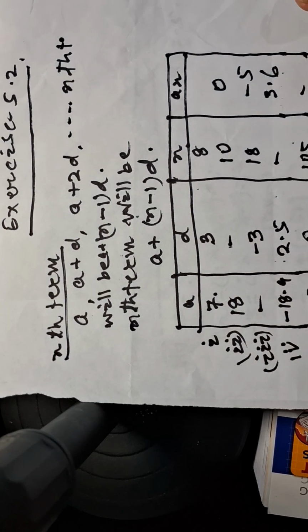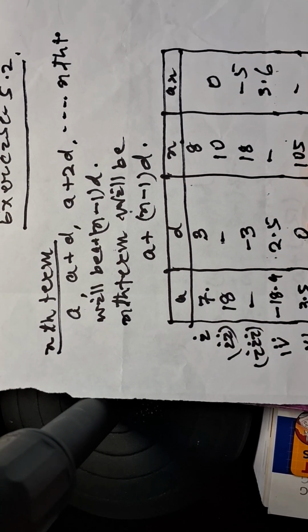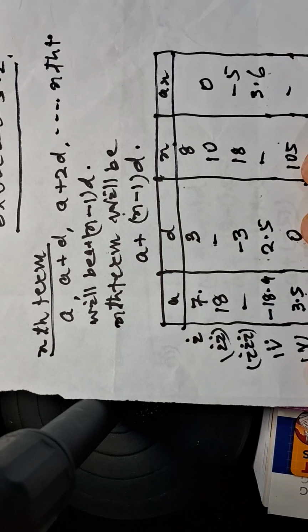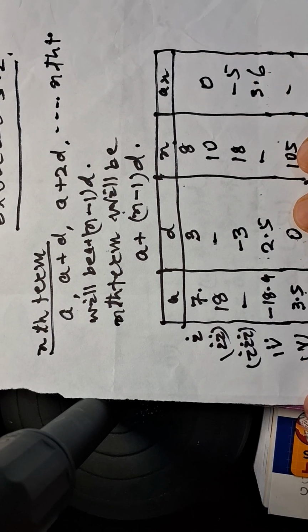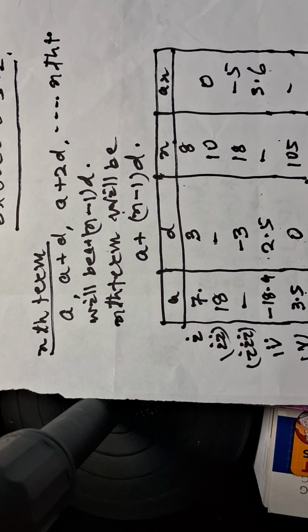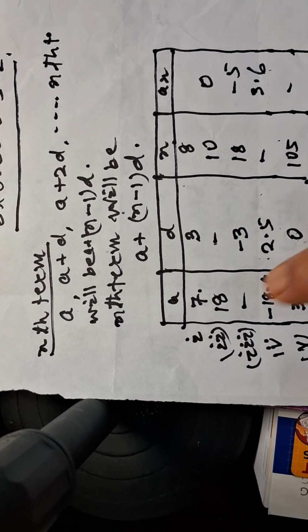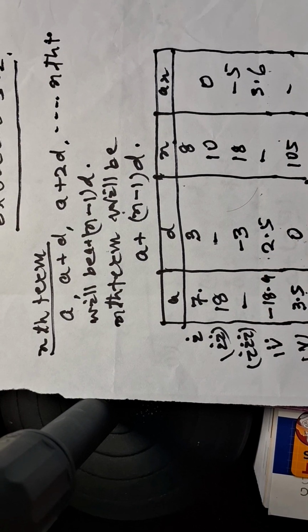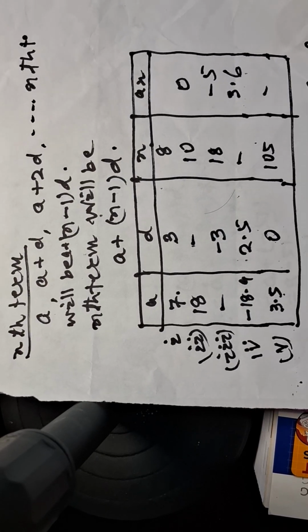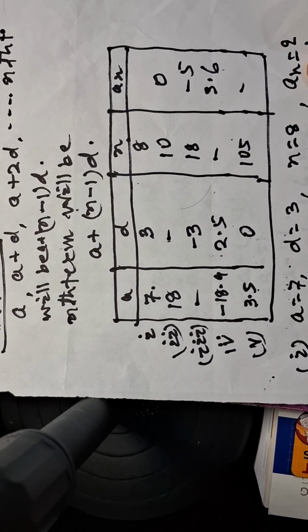So there is a table in which several pieces of information have been given, and I will have to solve the questions by this data. First, a is equal to 7, d is equal to 3 and n is equal to 8. We will have to find an. An means nth term, last term.